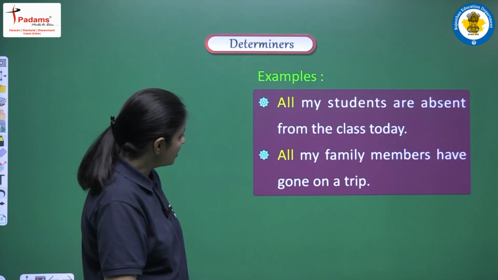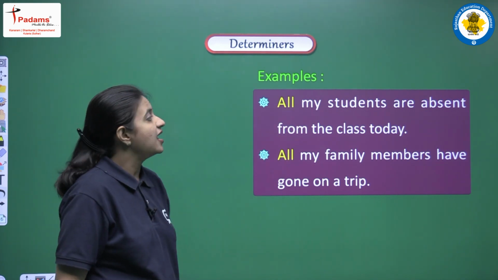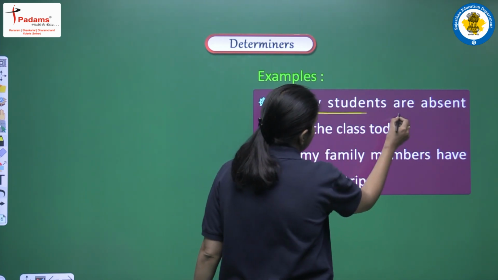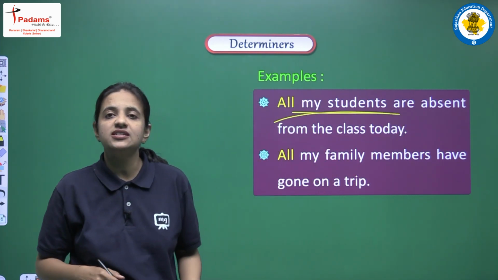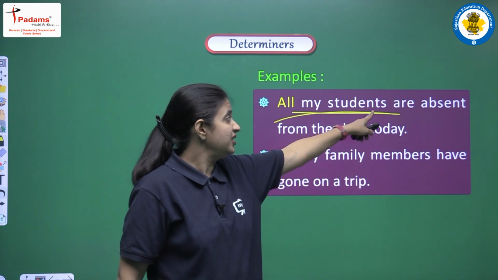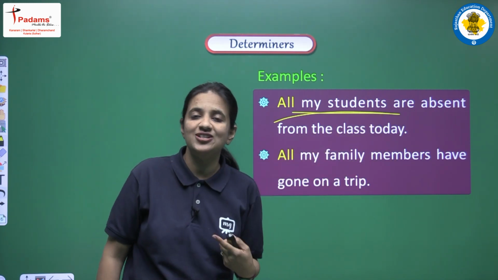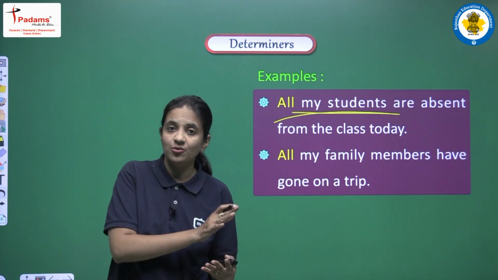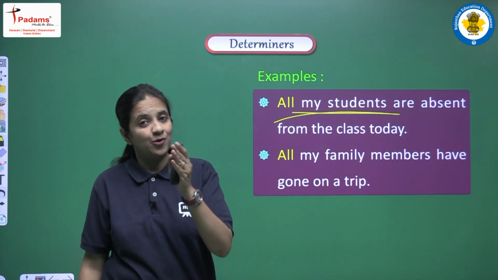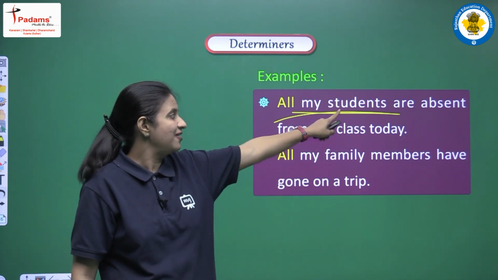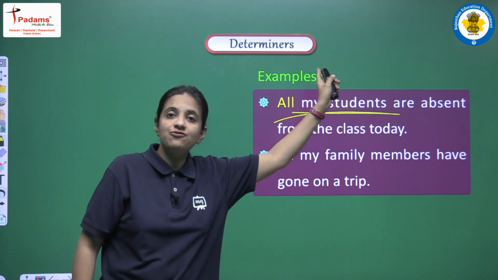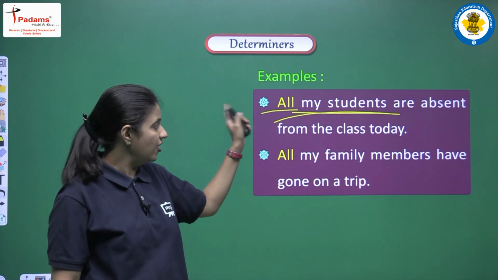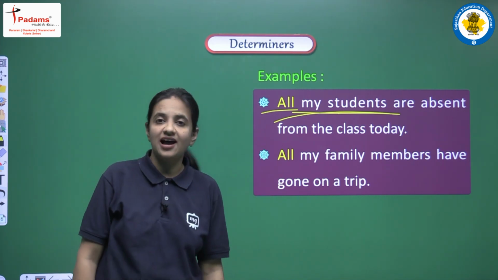Clear? More examples we are having. All my students are absent from the class today. So observe the structure very carefully. We are having students. We all know it's a countable noun, okay, and we are having the plural form. So this is the thing that we have discussed earlier, that all is used for uncountable singular noun and countable plural noun. So here we are having a countable noun in plural form, and we are using all here as a determiner. So our sentence is: all my students are absent from the class today.